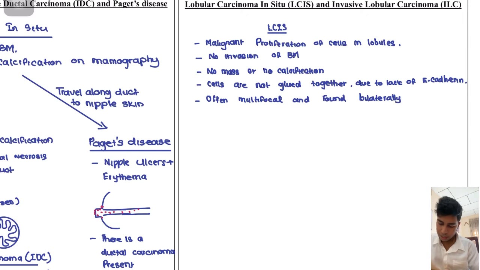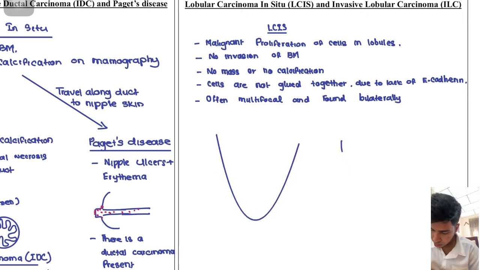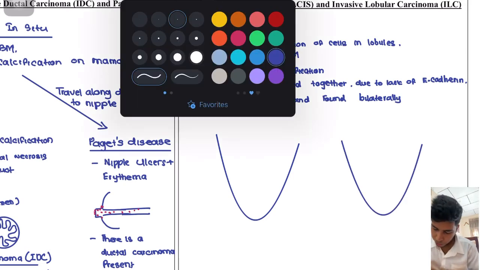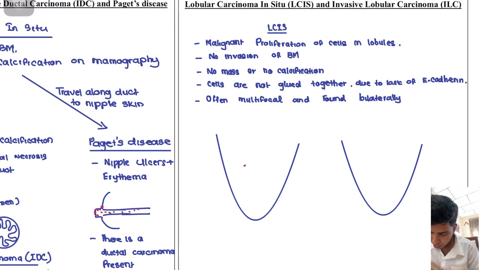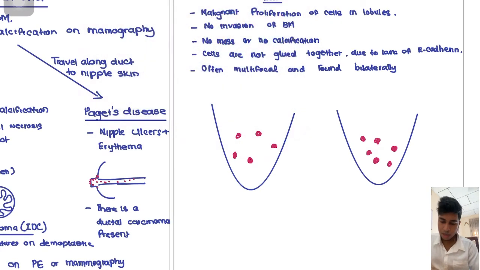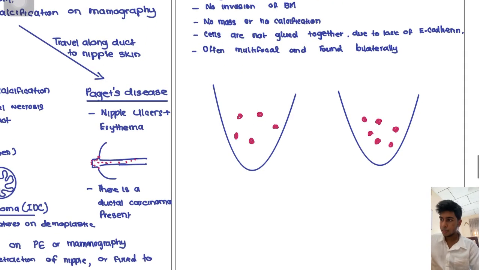What does this mean? We take the two breasts, and usually we'll get different foci. It could be here, it could be here, different foci, and it will be found bilaterally. The other breast will also have the carcinoma. Remember we are talking about carcinoma, and that is epithelial cell cancers.